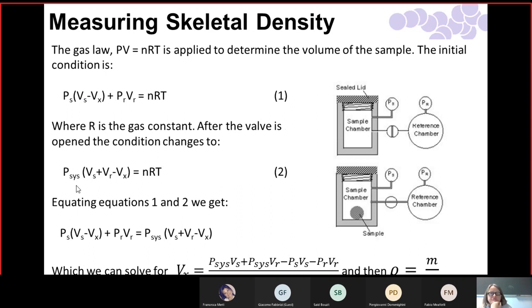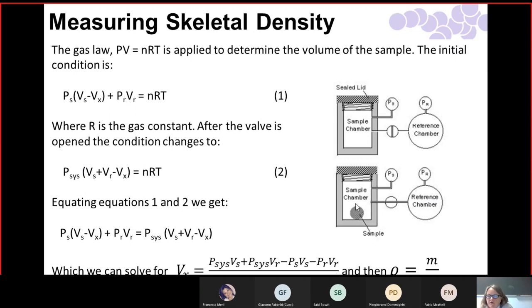And then once we open that up, the valve is open, we have this new pressure, right? The system equalizes to a new pressure. And now that pressure times the volume is now the reference chamber, the sample chamber minus whatever is in my sample. And so then we can just equate these two sides. It's all still the same number of moles, and this is done isothermally. The same number of moles. So we then equate that and we can solve now for the unknown volume, right?